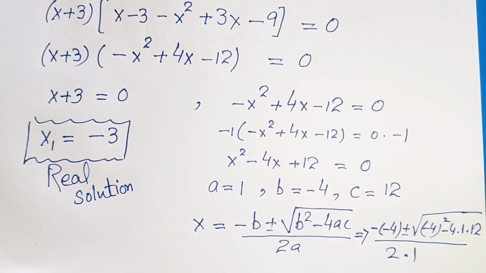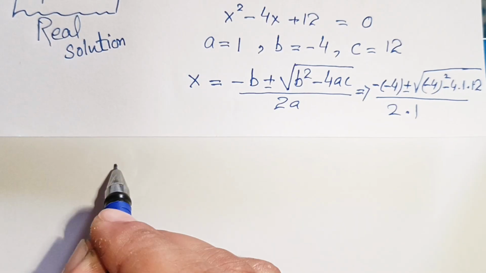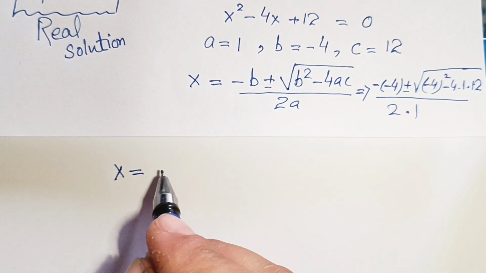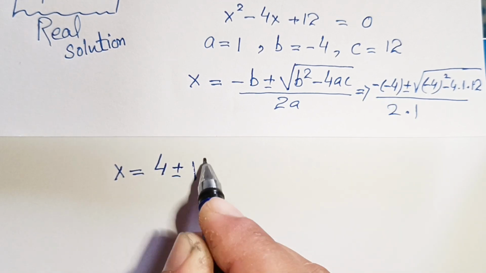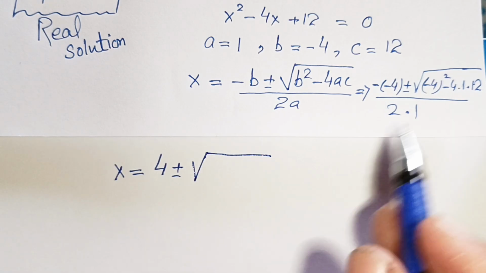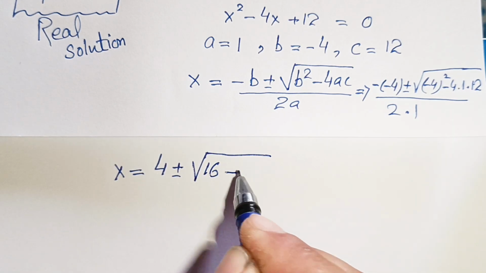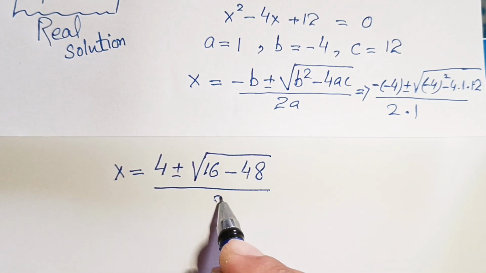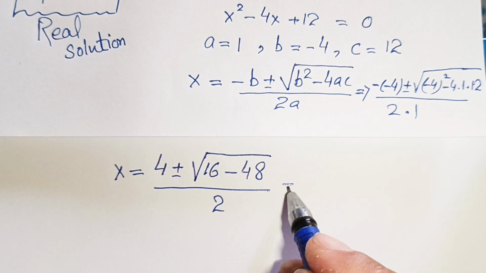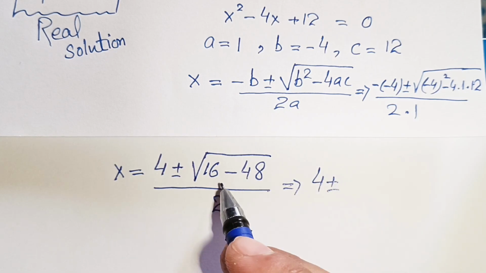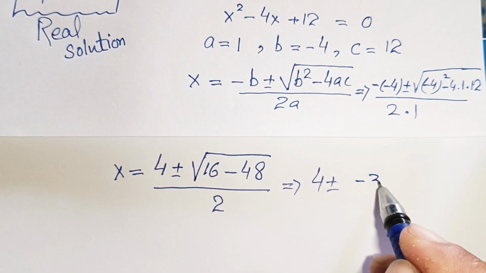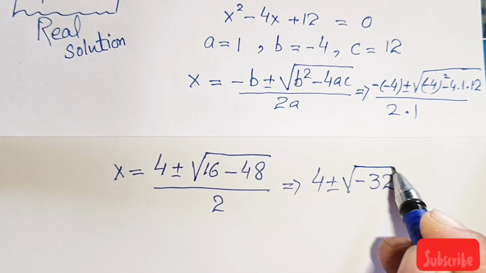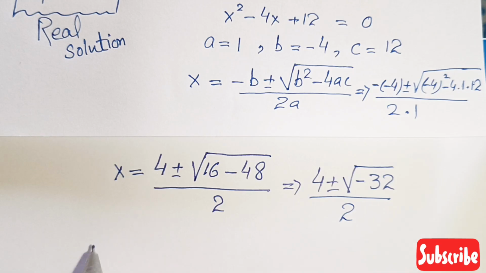Now our next step is here. So x is equal to minus times minus is plus 4, plus minus square root of minus 4 squared, which is equal to 16, and minus 4 times 12, which is 48, all over 2 times 1, which is 2. So here we have 4 plus minus square root of 16 minus 48, which is minus 32, all over 2.